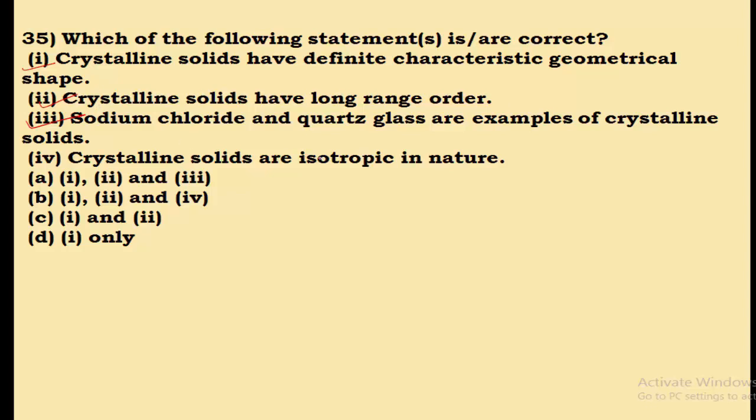Crystalline solids are isotropic in nature. They are not isotropic, they are anisotropic in nature. So this one is wrong. The fourth statement is wrong. So 1, 2, 3 are correct. So which option is right here? Option A. 1, 2 and 3 are right statements. So option A is the right answer.